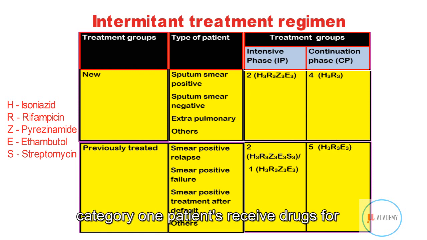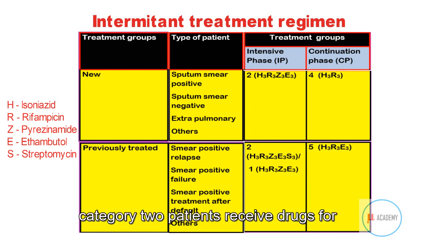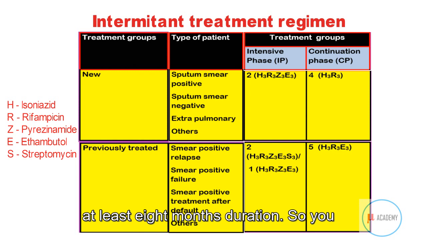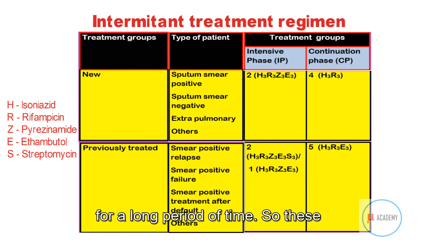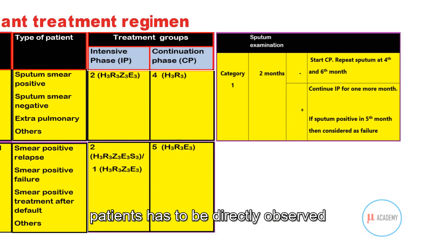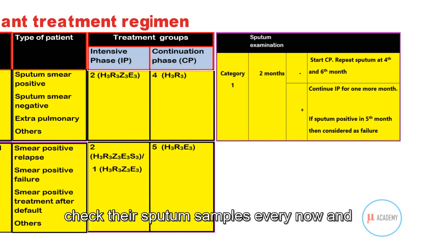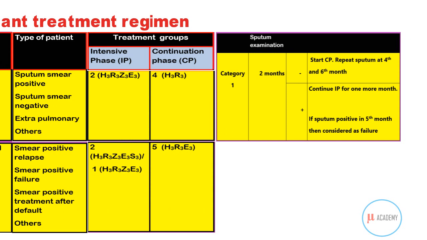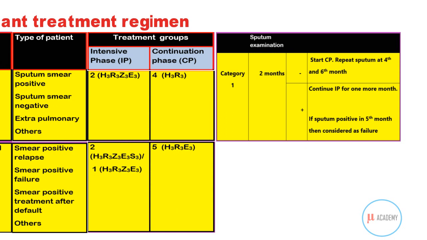So altogether, category 1 patients receive drugs for at least 6 months, and category 2 patients receive drugs for at least 8 months. So you see, these patients have to take drugs for a long period of time. So this patient has to be directly observed. Along with that, they should be followed up. This patient will also be asked to check their sputum samples every now and then to make sure there is sputum conversion from positive smear to negative smear.